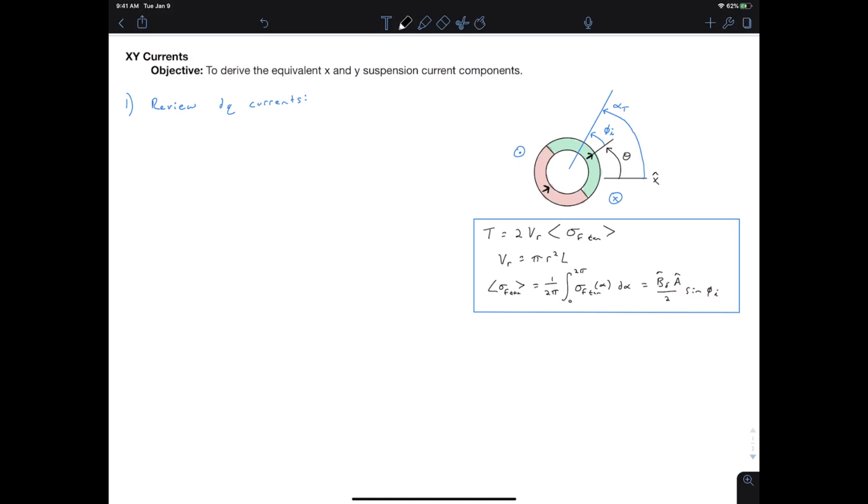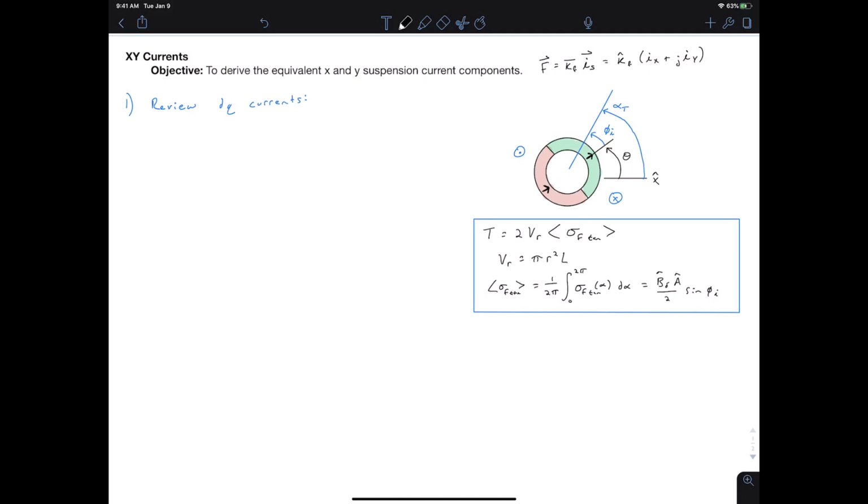The objective of this video is to derive equivalent X and Y suspension current components for a bearingless motor. In previous videos, we've worked up to a force expression for the forces that appear on our shaft as being a force vector equal to a complex quantity Kf times our suspension current space vector. And in this video, we're going to show how we can write this in terms of our force current gain times an equivalent X current component plus an equivalent Y current component.